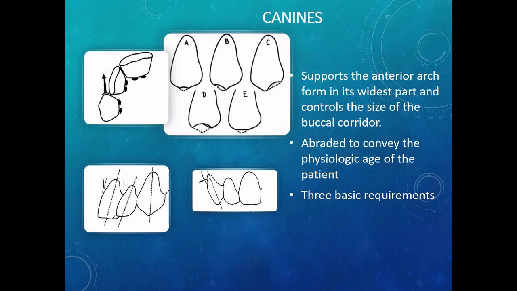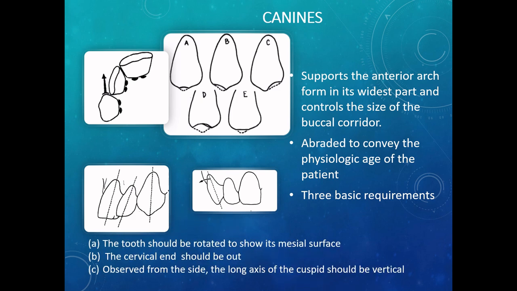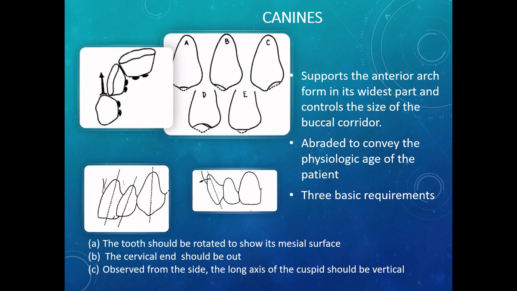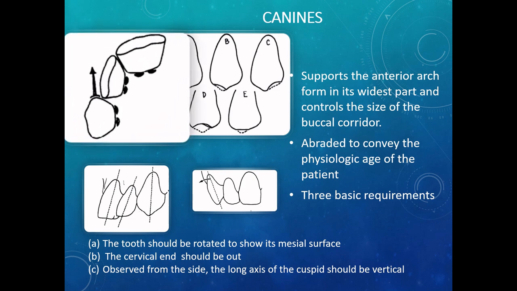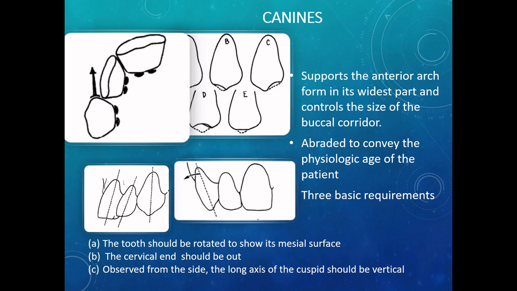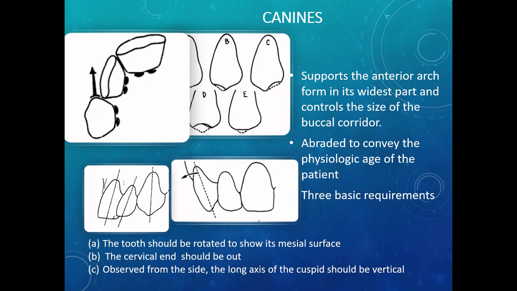Now, there are three basic requirements for the canine teeth position. The first one is that the tooth should be rotated to show its mesial surface. And then it is the cervical end that should be outward. It's not the tip, it is the cervical end. And finally, when you observe from the side, the long axis of the canine should be vertical, as you can see in this picture.